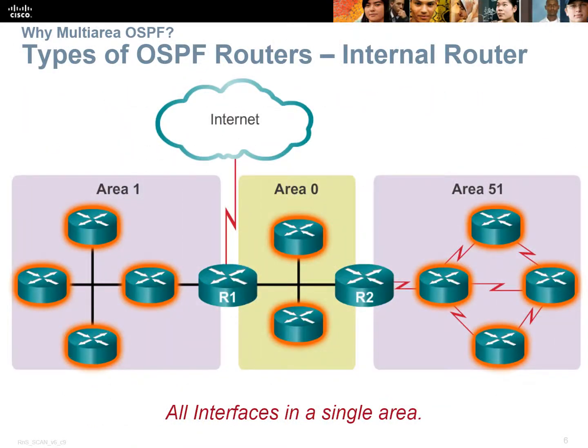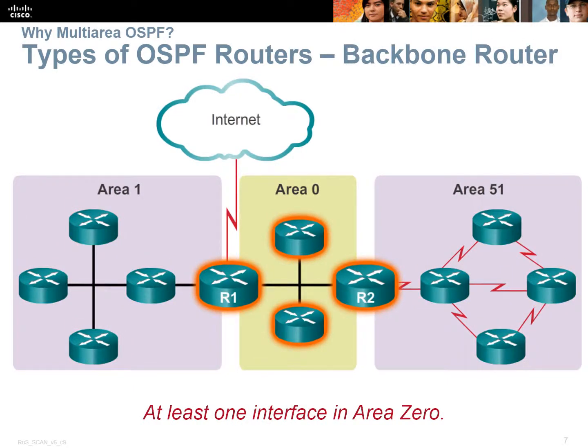So let's have a look at some terminology. The first one is an internal router. An internal router is a router where all of its interfaces live in the same, single area. So all of the routers that are highlighted in orange, all of their interfaces exist in one area: an internal router. A backbone router is any router that has at least one interface in area 0. R1 and R2 are special because they are both backbone routers and something else. The other two routers in area 0 are internal routers and also backbone routers, because they're internal to area 0 and they live in the backbone. So a backbone router must have at least one interface in area 0.